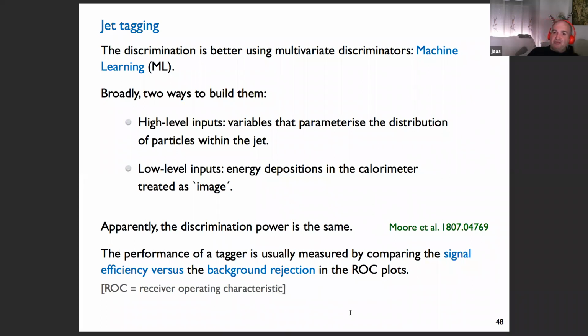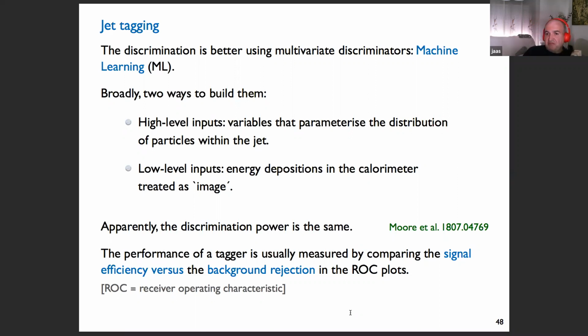But this can be improved using machine learning. Broadly, machine learning tools use two methods to discriminate the boosted jets that you want to explore, some signal, from the background. Either using high-level inputs, where high-level means some observable that parameterizes the distribution of the particles within the jets, or low-level, which is just like taking a picture of the calorimeter and treating that as an image. Apparently, the discrimination power in both cases is the same.